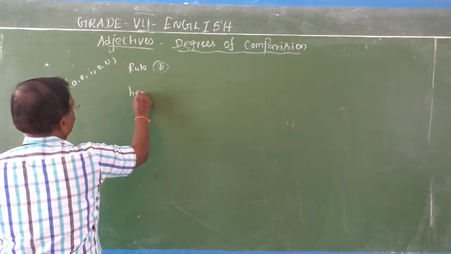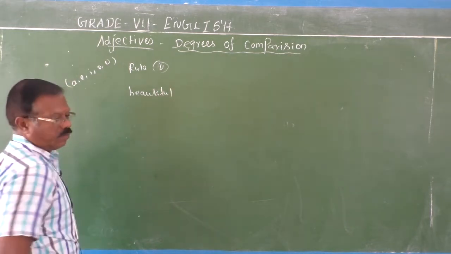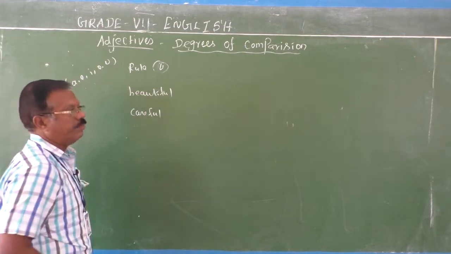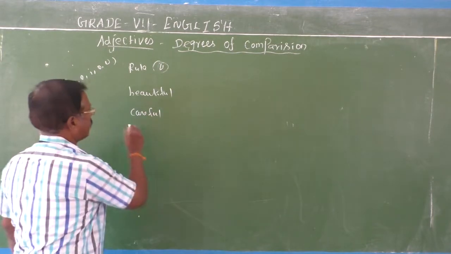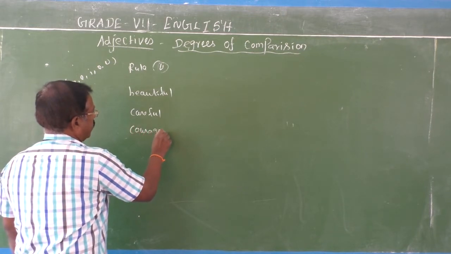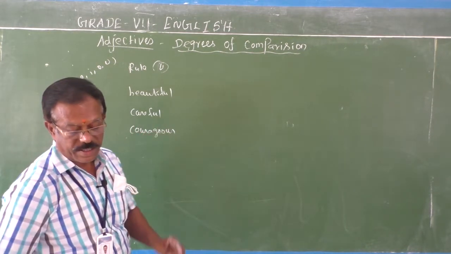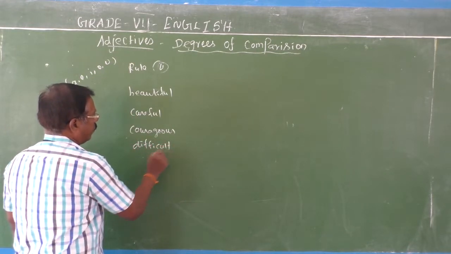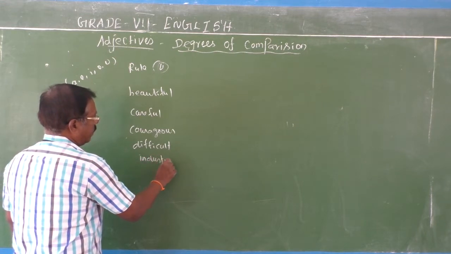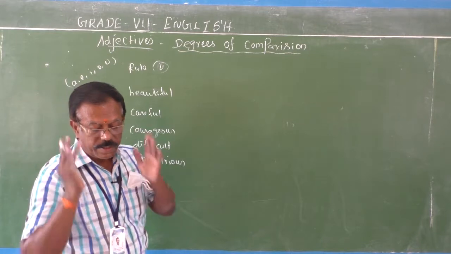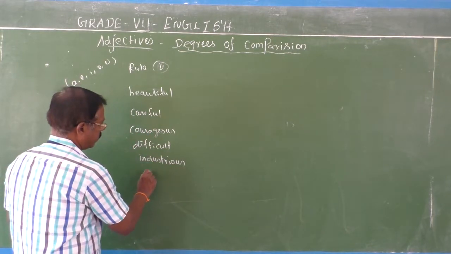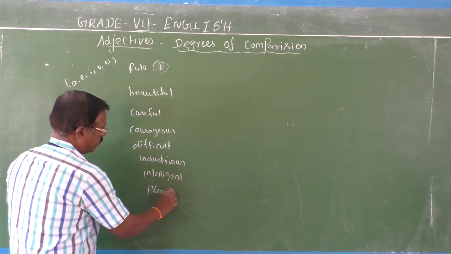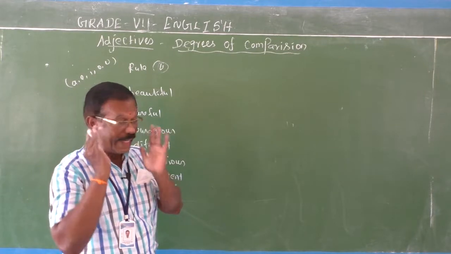Beautiful. See, more than one syllable. Careful, beautiful, careful, courageous. See, courageous, then difficult, industrious, then intelligent, pleasant, splendid.